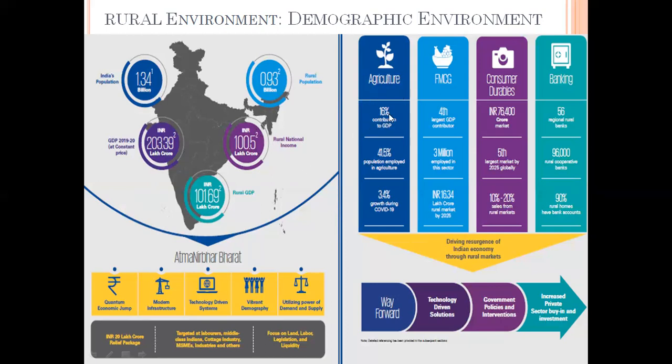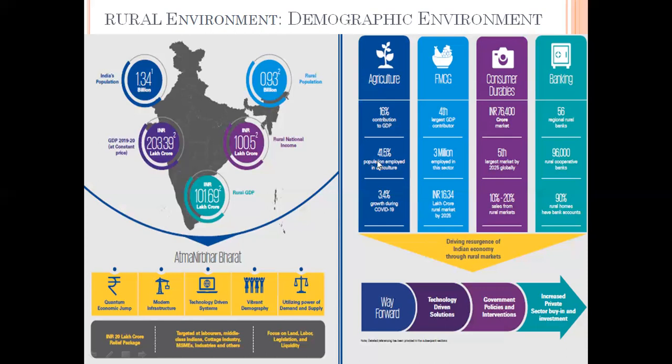Agriculture also, you can see that 16% of the contribution of GDP is from rural areas. FMCG, the fourth largest GDP contributor, villages. And the consumer durable market is also very high, a 76,400 crores market is there in rural markets. And banking, 56 regional banks are working in rural areas. Similarly, other data also I have presented here.